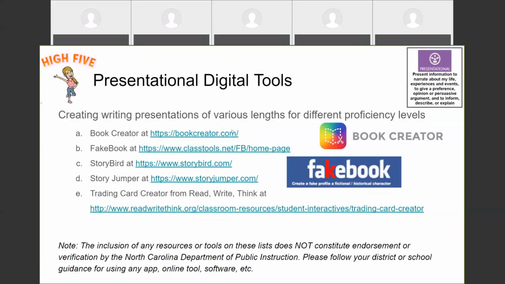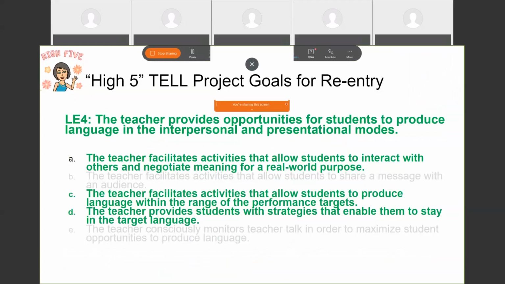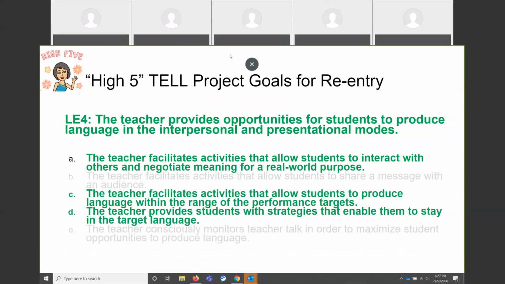So now I am going to turn it over to Leslie again to talk about specifically interpersonal.